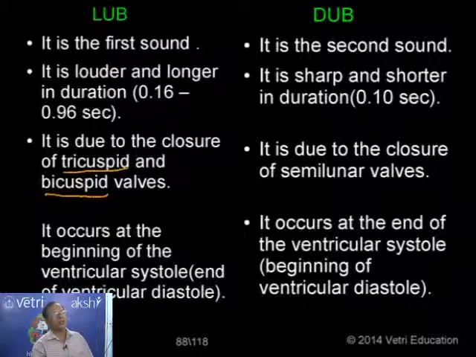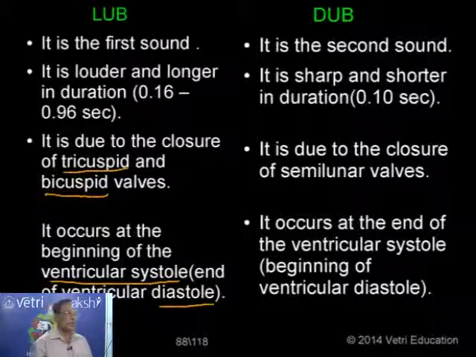So the first sound is caused due to the closure of the atrioventricular valves, namely tricuspid and bicuspid. This closure occurs at the beginning of the ventricular systole, or we can say at the end of the ventricular diastole. Both are more or less similar. When the ventricular diastole ends, automatically we have the systole. The systole normally begins in the ventricle. Just remember diastole and systole.